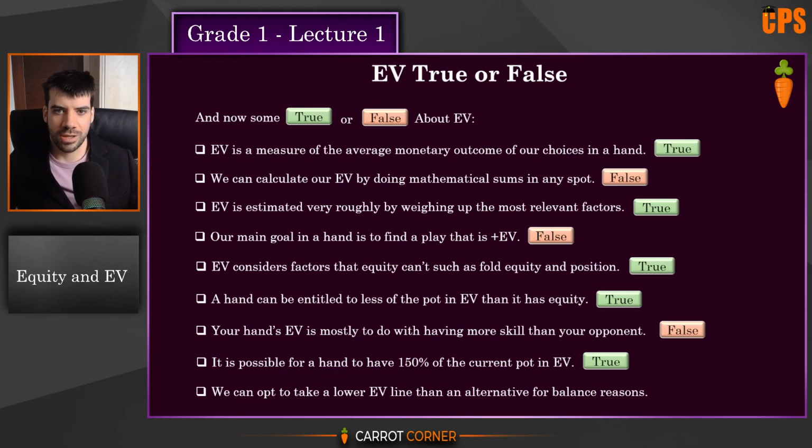So for EV, there will very often be hands that, while they can't have more than 100% equity, their entitlement is 2 or 3 times the current pot. This is especially true of really strong hands, and it's especially true on small pots on early streets, where there's still a lot of scope to value bet later, check raise, put tons of money in, build a colossal sized pot. We can opt to take a lower EV line than an alternative line for balanced reasons.